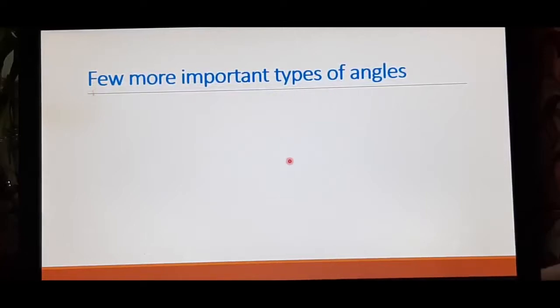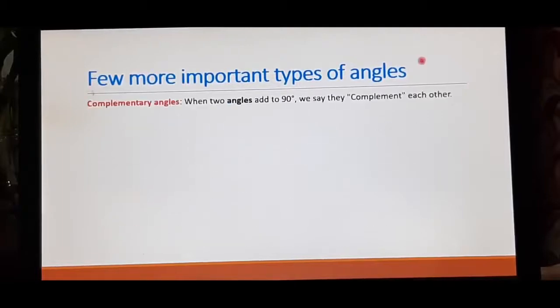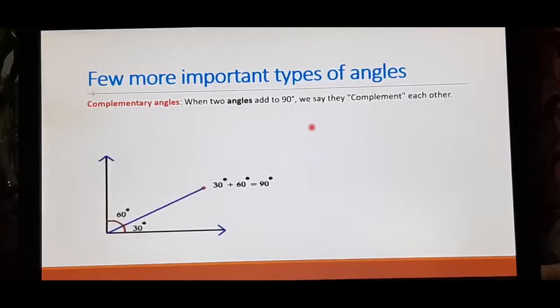Now angles also we have discussed, but those angles were as per their degrees. Now we have a few more important types of angles. The first one is complementary angles. So when two angles add to 90, we say they complement each other. Basically, if you add two angles and their sum is equal to 90 degrees, they are known as complementary angles. Now I have taken one example.